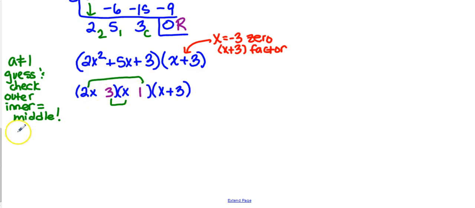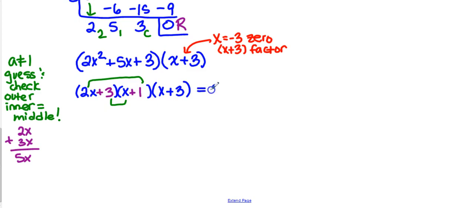2x times 1 is 2x. 3 times x is 3x. So that actually worked out on my first try. Remember that c is positive, so both of these have to be positive or both of these have to be negative. And I have finished factoring.